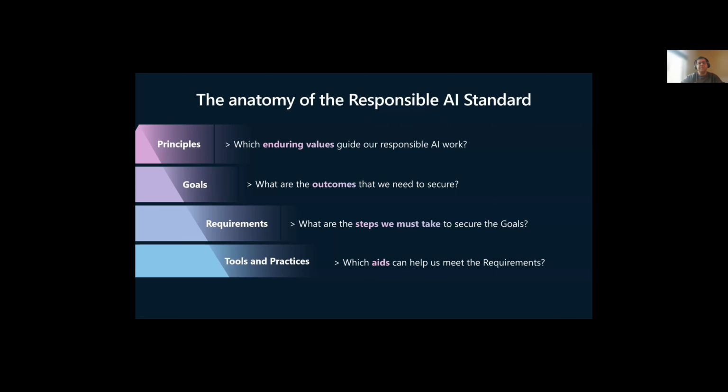For example, the principles: what are the values which our responsible AI system should work towards. And goals are the outcomes which we need to secure, and these goals at the end of the day map to one of those 5 principles, right? Now requirements is very interesting. These standards also provide what requirements your organization must take to secure those goals, and then tools and practices, which is the technology side, right?